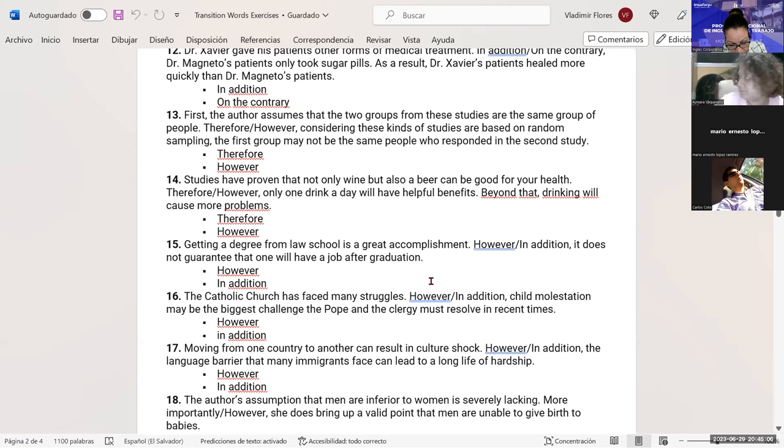First, the order assumes that the two groups from test students are the same group of people. Therefore, considering these kinds of studies are based on random sampling, the field group may not be the same people who responded in the second study. Excellent. Thank you so much, Mario. That is correct.